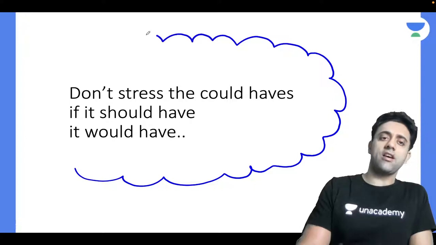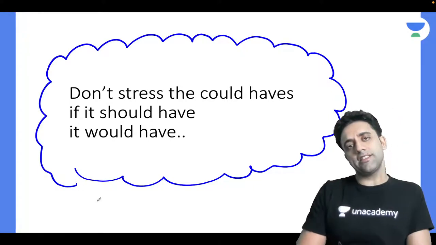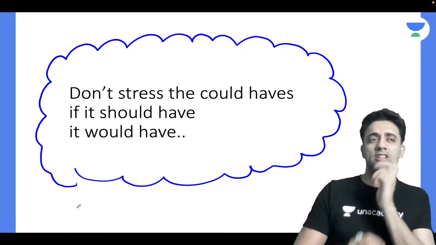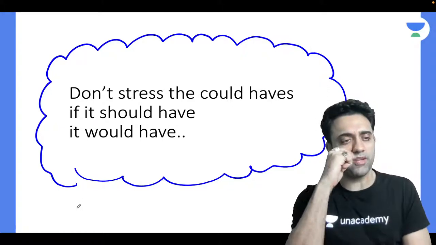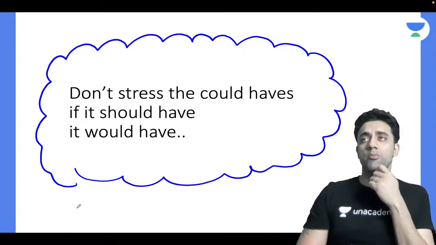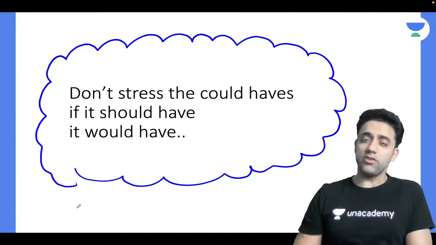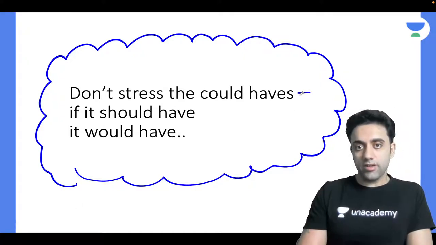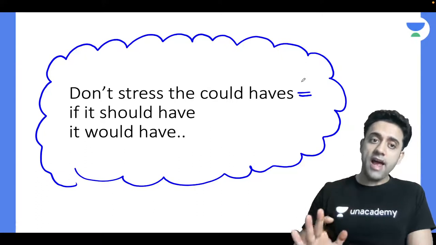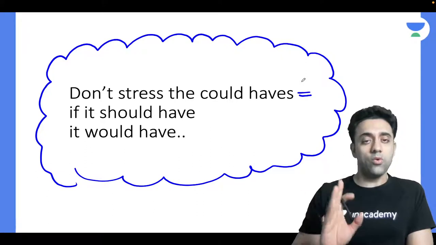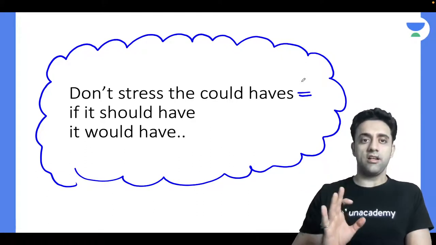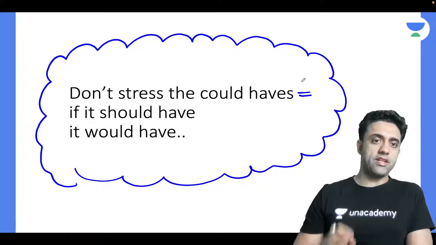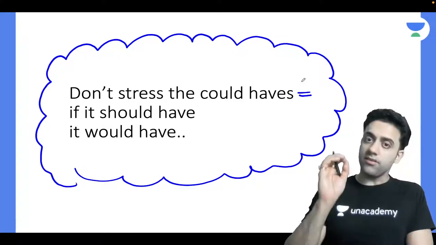Kaash aisa hota, kaash vaisa hota. I wish I could get a seat. I wish I could get a little more time. I wish my parents would be more supportive. I wish I could have a good best friend. I wish I could have a roommate with whom I can share and revise everything. So don't stress the could haves. If it should have, it would have. Agar hona chahiye hota to ho chuka hota.